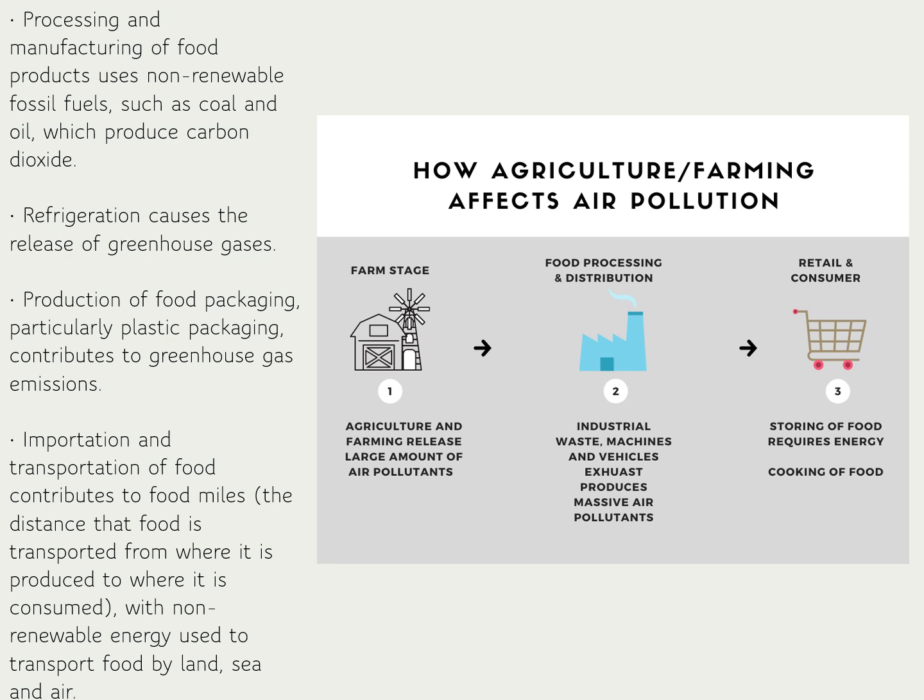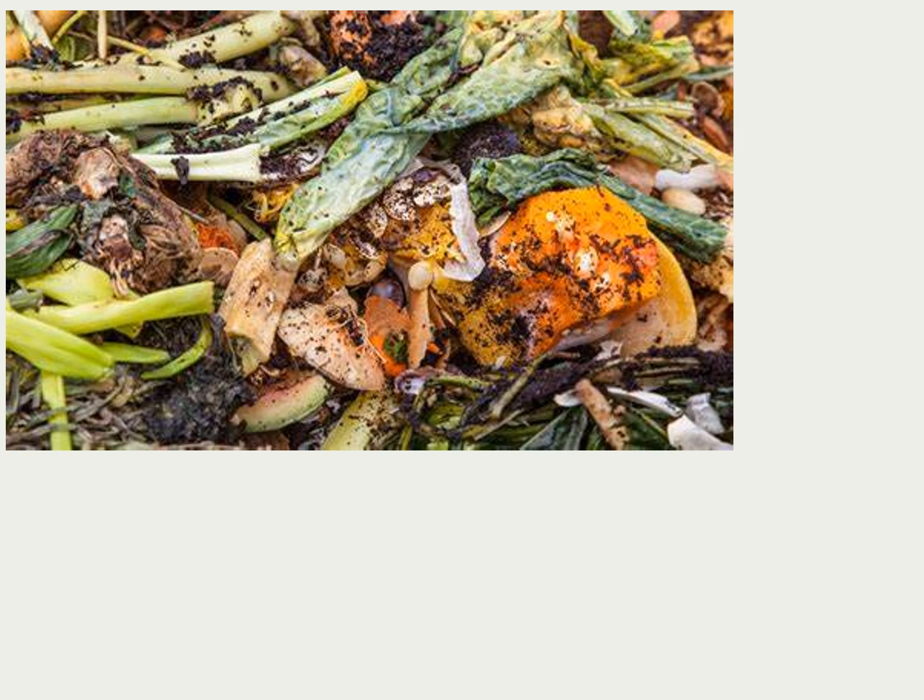After the food has been grown and gathered and collected, it then needs to be processed. It might need to be manufactured into different types of food. It needs to be refrigerated. It needs to be packaged, and then it needs to be transported to our shops and our restaurants, as I've said previously. All of those things involve the use of non-renewable fossil fuels, which produce carbon dioxide. So each stage of the food production process is damaging our environment.